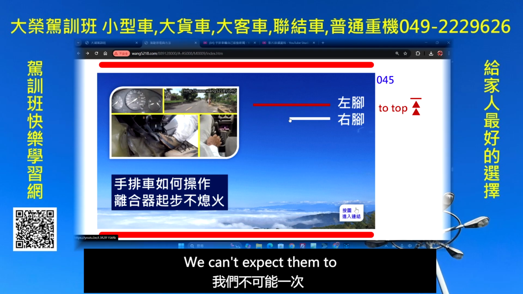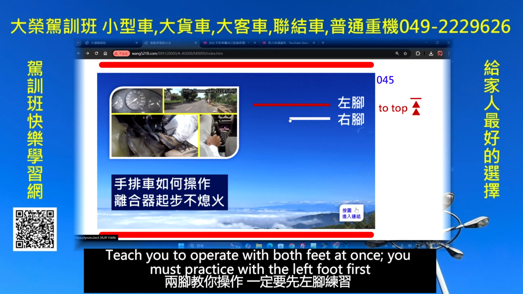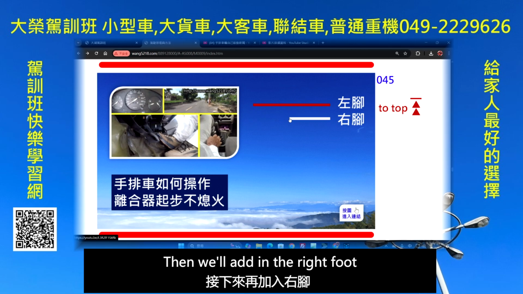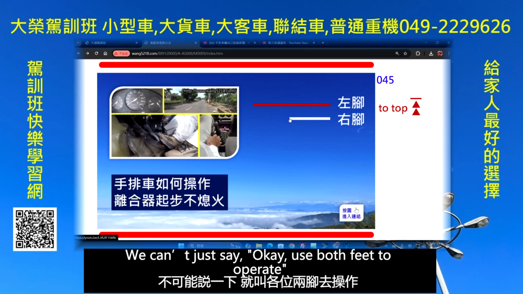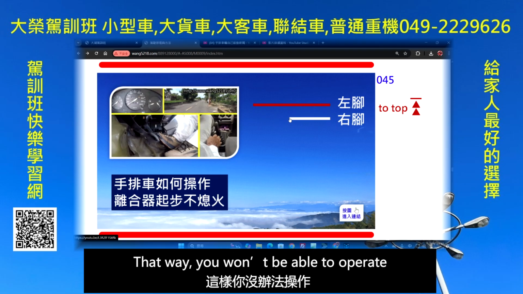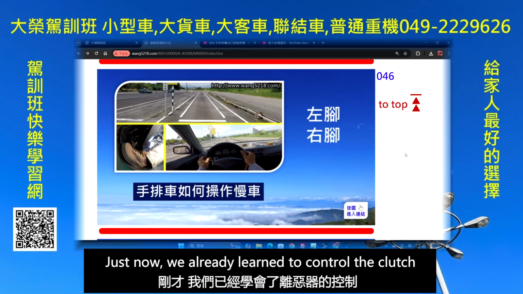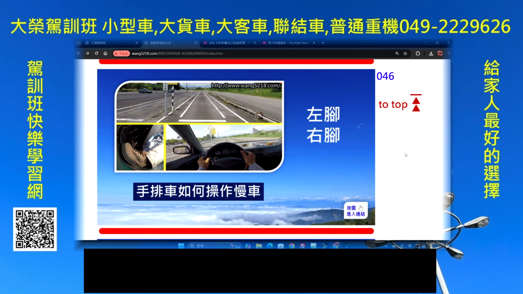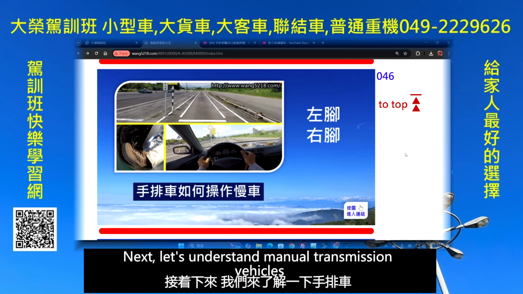We can't expect them to operate with both feet at once. You must practice with the left foot first, then we'll add in the right foot. This is a step-by-step process. We can't just say, okay, use both feet to operate. That way you won't be able to operate. Just now, we already learned to control the clutch. Next, let's understand manual transmission vehicles.